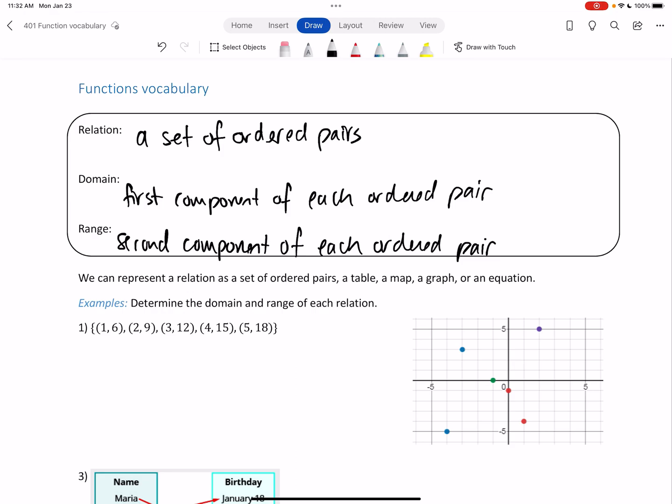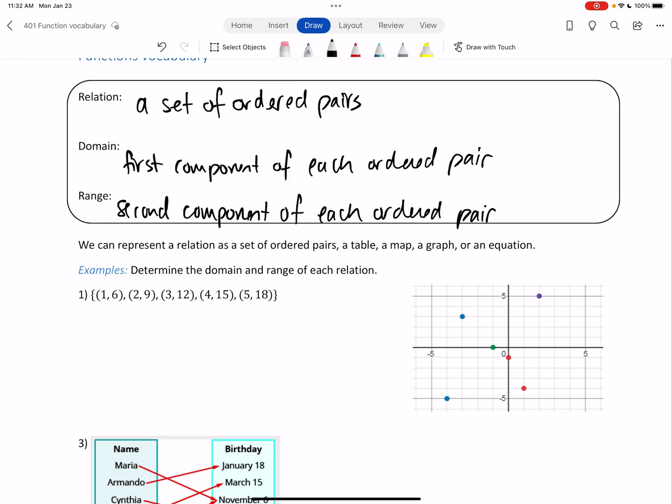So it says that we have 5 ordered pairs: (1, 6), (2, 9), (3, 12), (4, 15), and (5, 18). So what we want to try to do is find the domain and the range. So the domain is just all the first components. So 1, 2, 3, 4, and 5. And we write it with these curly braces around our list there.